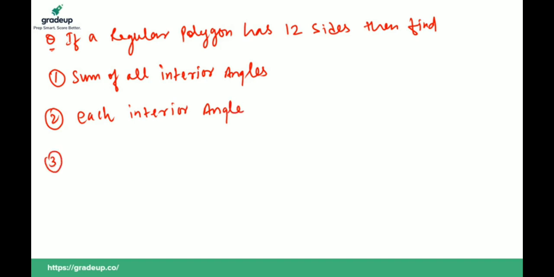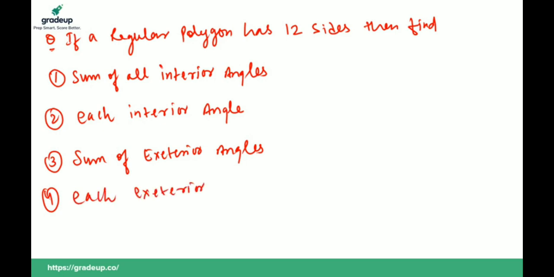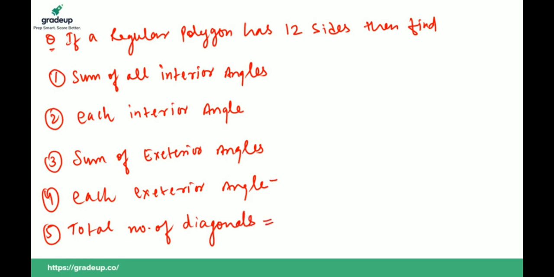Number 3, sum of all exterior angles. Number 4, each exterior angle. Number 5, total number of diagonals. Total number of diagonals.